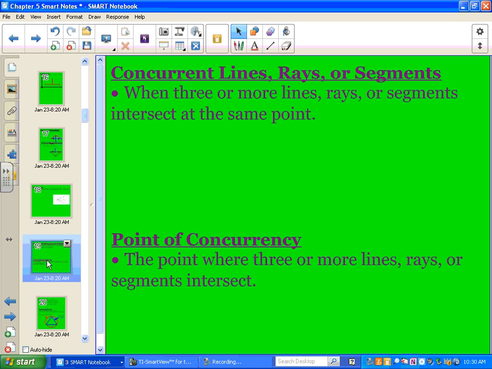First, concurrent lines, rays, or segments. This is when 3 or more lines, rays, or segments intersect at the same point. And that point where they intersect, we call that a point of concurrency. This is the point where 3 or more lines, rays, or segments intersect.